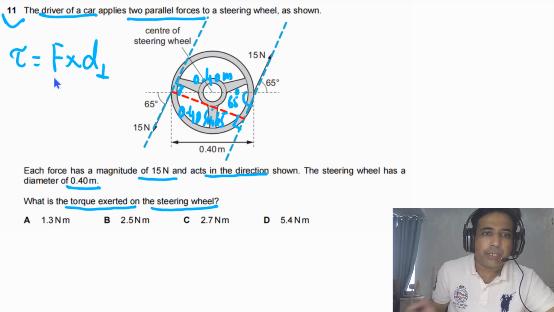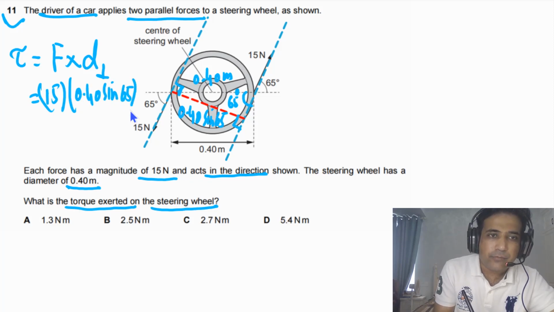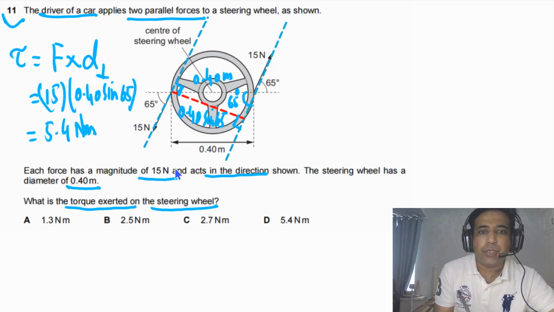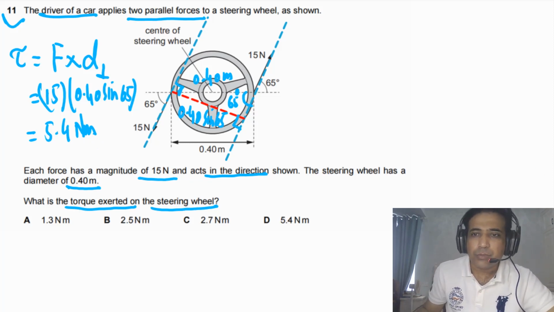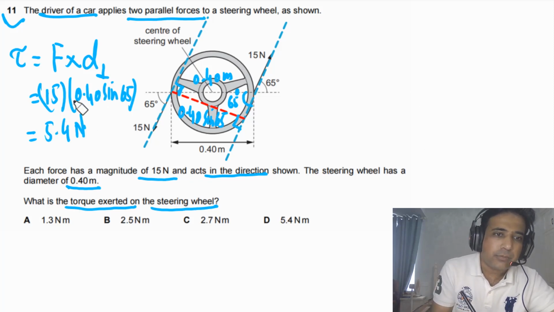Now we can plug in values here and find the torque of the couple. The force we have is 15, and the distance we have is 0.40 sine of 65. If we solve this one, we will get 5.4 newton meters. There should be a distance between the units. If you write two units, there should be a little distance between them. So it has to be newton meter.